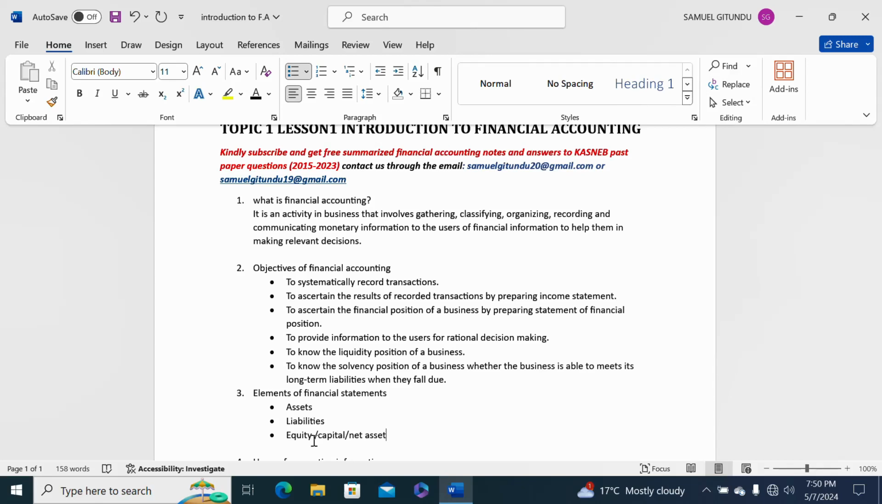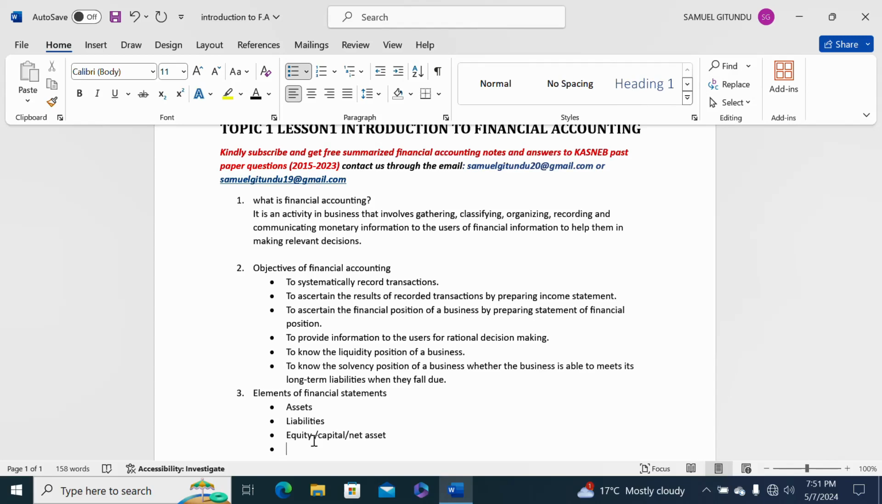For example, when a sole proprietor wants to establish a business and he contributes cash, that cash is capital or equity. So equity is the part, or the reason we are calling them net asset is because this is the part of the assets that remain after a business has paid all its liabilities. If a business can settle all its liabilities, then that portion that remains is the equity, or what we call the net asset.